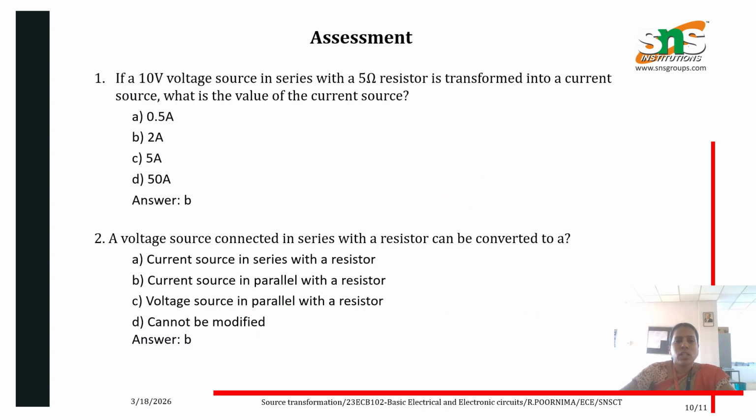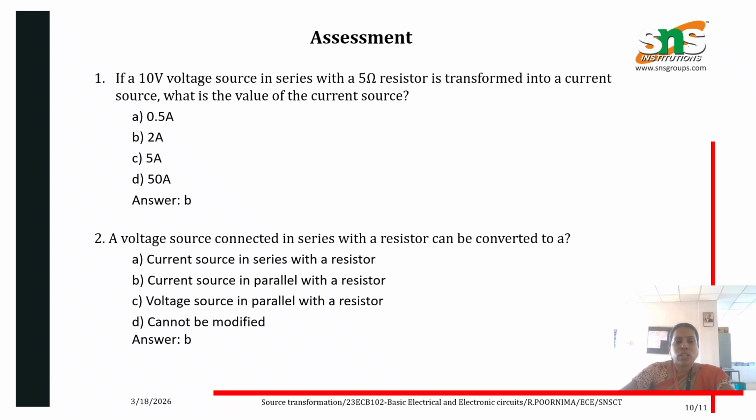Assessment questions. If a 10 volt voltage source in series with a 5 ohm resistor is transformed into a current source, what is the value of the current source? I is equal to V by R, so we divide 10 by 5, which is equal to 2. So 2 ampere, answer B is the correct answer.